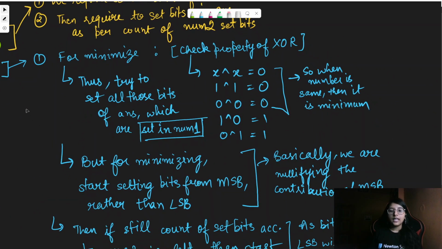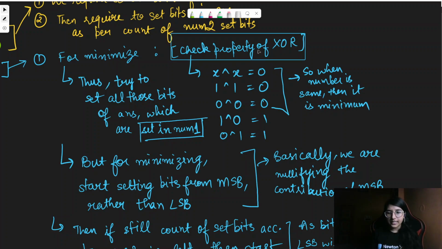Now, for minimizing, we are required to check the property of XOR, because the answer needs to be minimized as per the XOR property. Basically, answer XOR num1 should be minimum, that's the criterion. So first, we will check the XOR property. X XOR X, meaning the same number XOR with the same number, is 0. 1 XOR 1 is 0. 0 XOR 0 is 0.